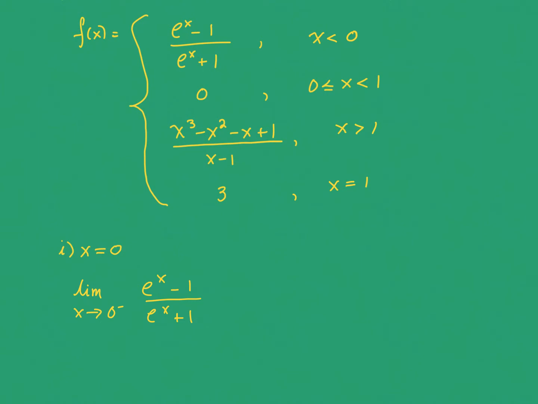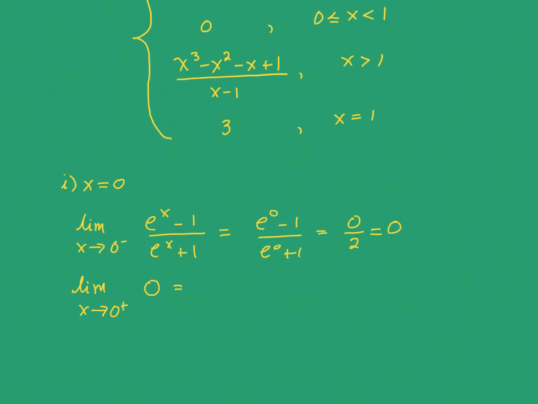So for the limit as x tends to 0 from the left, we have the limit as x tends to 0 from the left of e to the x minus 1 over e to the x plus 1, which is e to the 0 minus 1 over e to the 0 plus 1, which is 0 over 2, which is 0. And for the limit as x tends to 0 from the right, the function is defined to be 0 as x tends to 0 from the right. And the limit of 0, well, that's just the limit of a constant, and that is 0. So the right and left hand limits are equal.